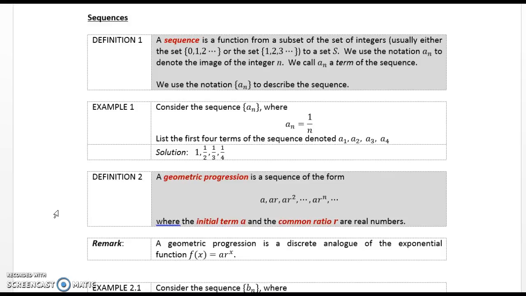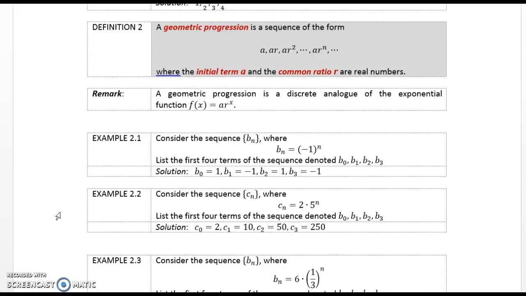Consider the sequence {a_n}, where a_n is equal to 1/n. List the first four terms of the sequence, denoted a1, a2, a3, and a4. They are 1, 1/2, 1/3, and 1/4.